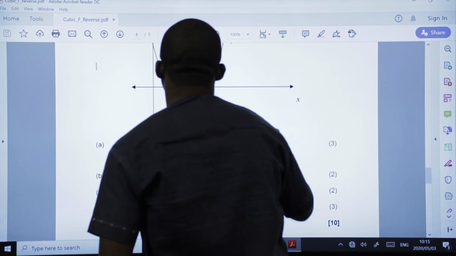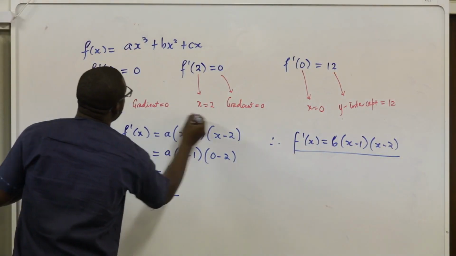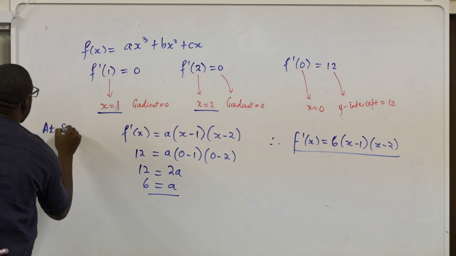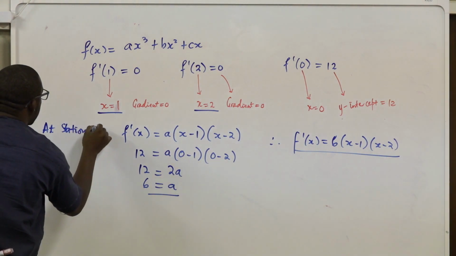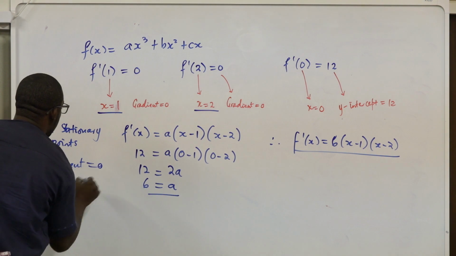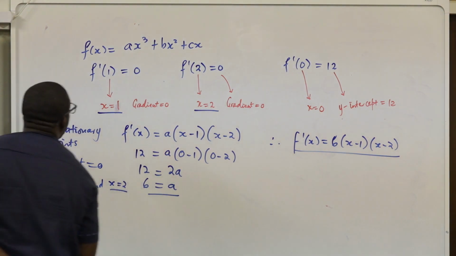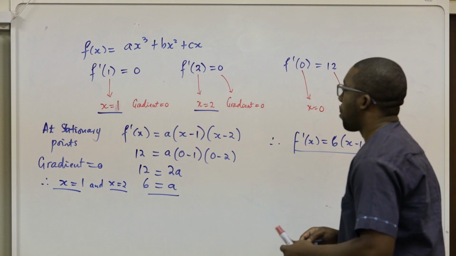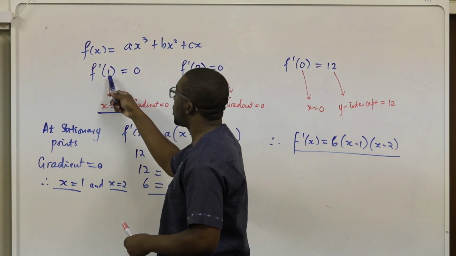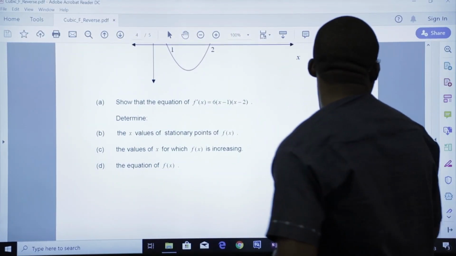Determine the x values of the stationary points of f of x. The x values of the stationary points, it's where the gradient is equal to 0. At stationary points, the gradient is equal to 0. Therefore, x is equal to 1 and x is equal to 2. Those are the two x values that correspond to the stationary points. How do we know? Because at those corresponding points, f prime x is equal to 0. We saw this at 1, we saw this at 2. So that answers the question. x is equal to 1 and x is equal to 2.